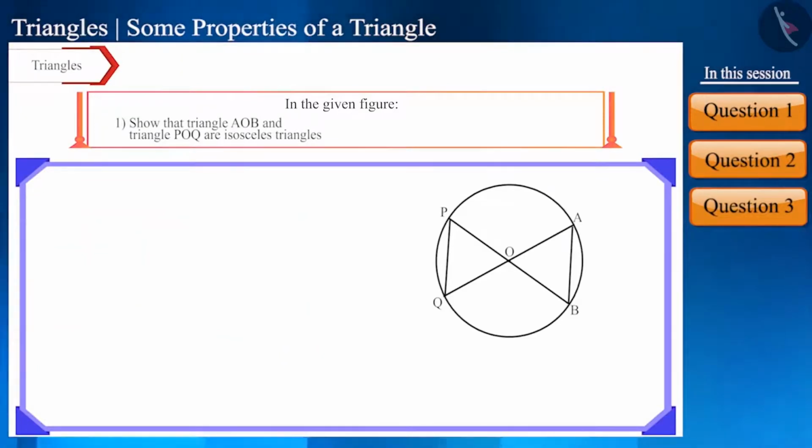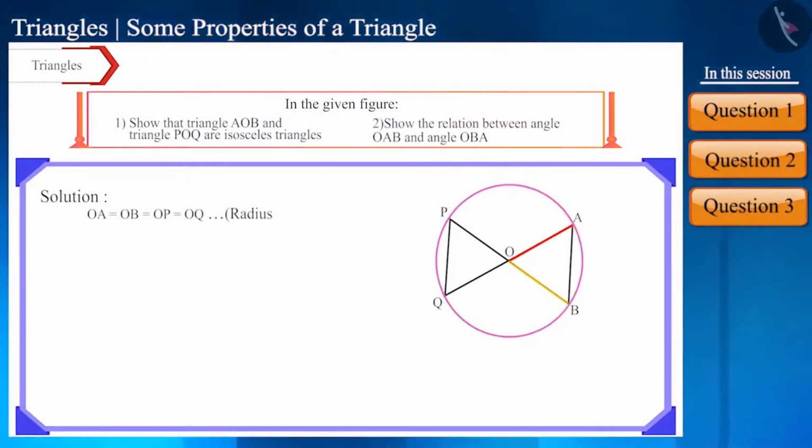Friends, look at the figure and show that triangle AOB and triangle POQ are isosceles triangles. And tell the relation between angle OAB and angle OBA. Observe the figure. Point O is the center of the circle. So, OA, OB, OP and OQ are all radius of this circle. So all of them will be equal.